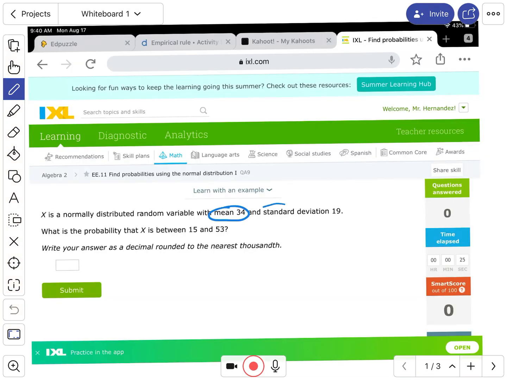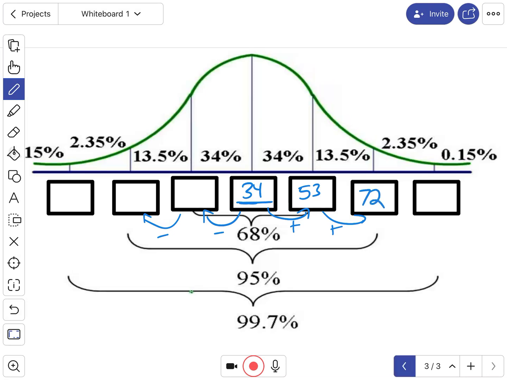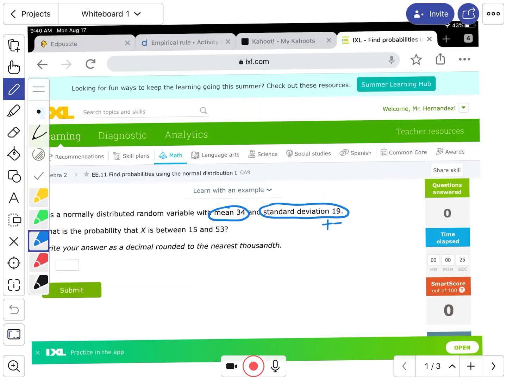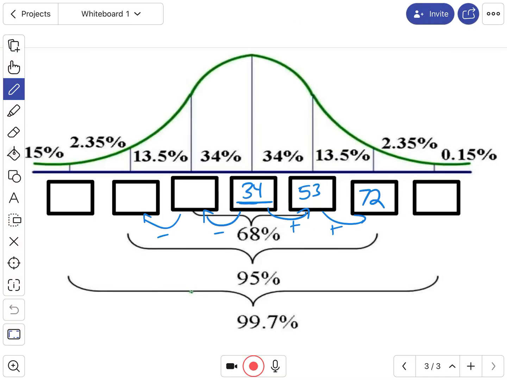So the mean is 34 and the standard deviation is 19. So that's what we're going to add or subtract. So here's 34. 34 plus 19 is 53. 53 plus 19 is 72. But you know what? You don't have to fill this whole thing in, because what's most important is the probability between 15 and 53. So if you want to mark that here, we're going to want 53 and 15. So we don't even need to worry about this 72 because that's not important.